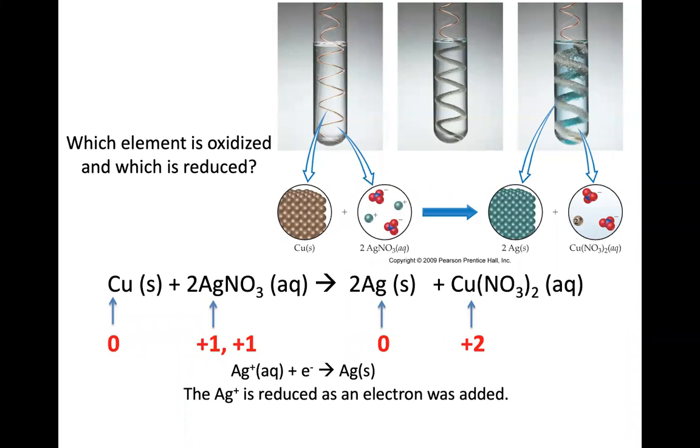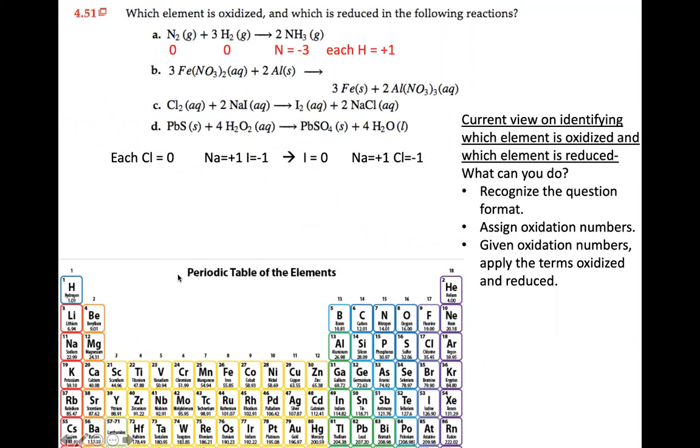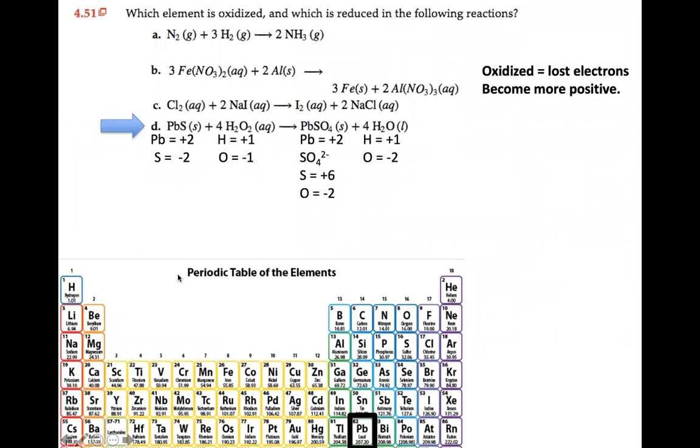For the question with lead sulfide, when you have two elements in a compound that both have changing oxidation numbers, should you just assume the one that has a more consistent oxidation number? I don't know if that made sense.